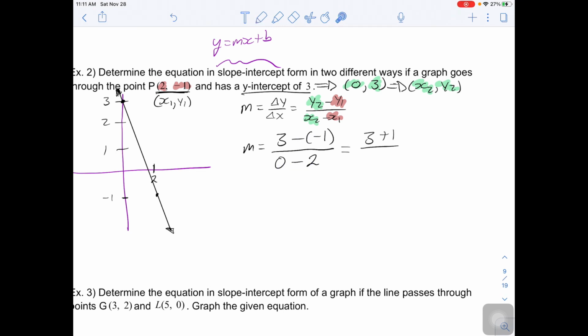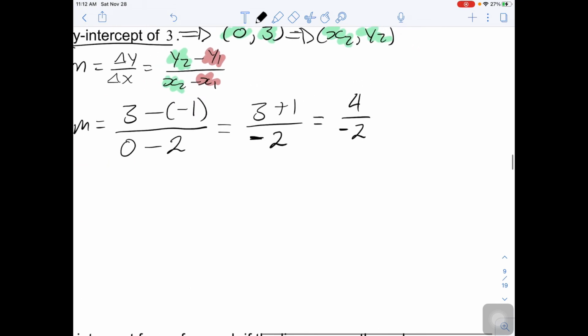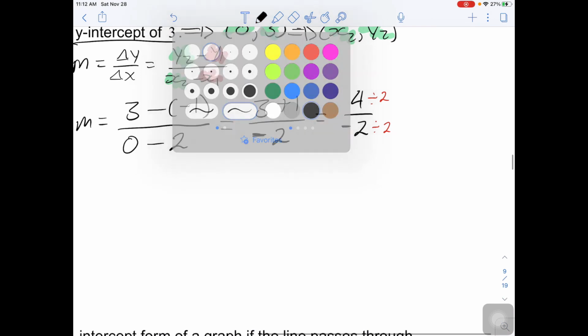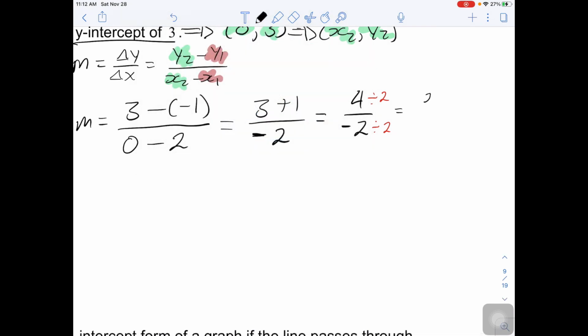0 minus 2. If you're bad at arithmetic, or not bad, but you're just not great at it, use a calculator, okay? Because there's a negative that's going to pop up here. 0 minus 2 is negative 2. And then you're going to get 4. 3 plus 1 is 4 over negative 2. And remember, we could technically leave it like that, but usually you want to simplify, okay? So this will become 2 over negative 1.